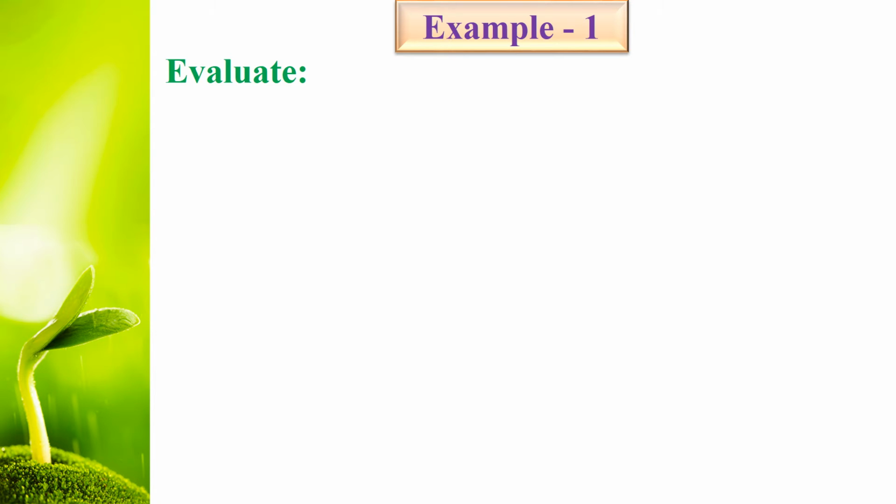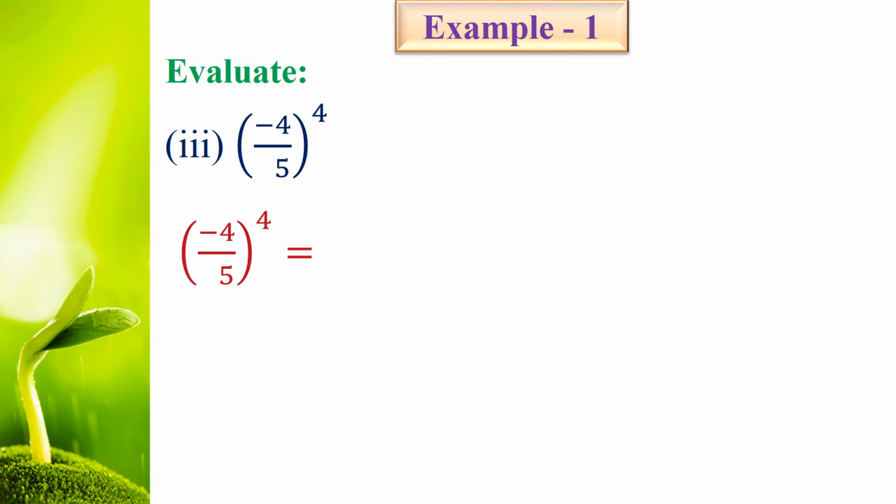Let's see some example problems. Example 1. Evaluate (-4/5)^4. Here, -4/5 is a rational number and 4 is a positive integer. So, we have to find the value of (-4/5)^4.